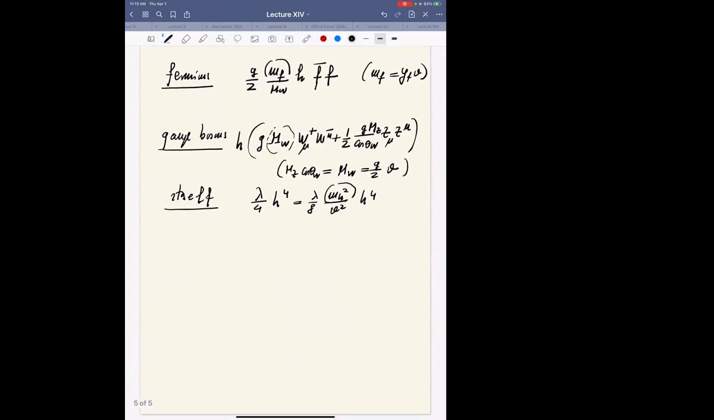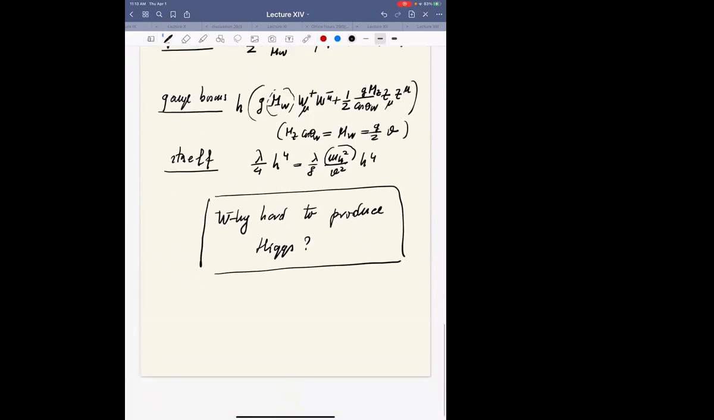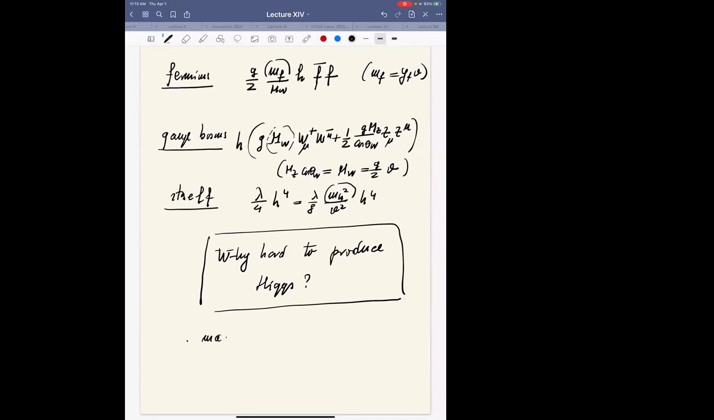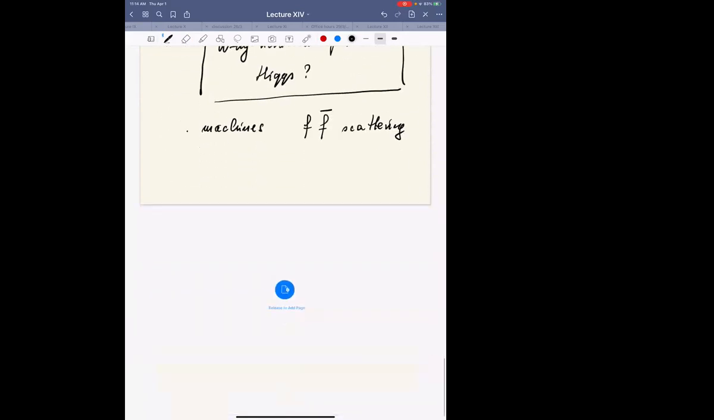And then I asked the question yesterday, why is it so hard to produce Higgs? The answer is that the machines that we use are based on fermion, anti-fermion scattering, or fermion-fermion scattering. We just write FF scattering. Of course, Higgs is neutral, so it's going to be fermion, anti-fermion scattering.